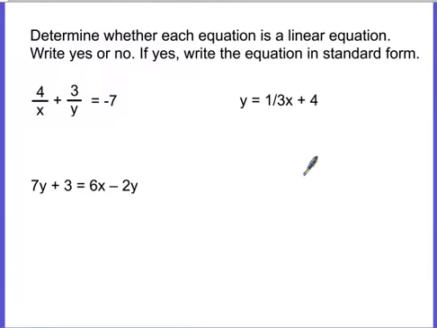What does standard form look like? Oh, come on, guys. Hasn't been that long. AX plus, oh my gosh, you guys have forgotten too much. This is going to be interesting. AX plus BY equals C. AX plus BY equals C. And there are some rules that we have to remember about A, B, and C.